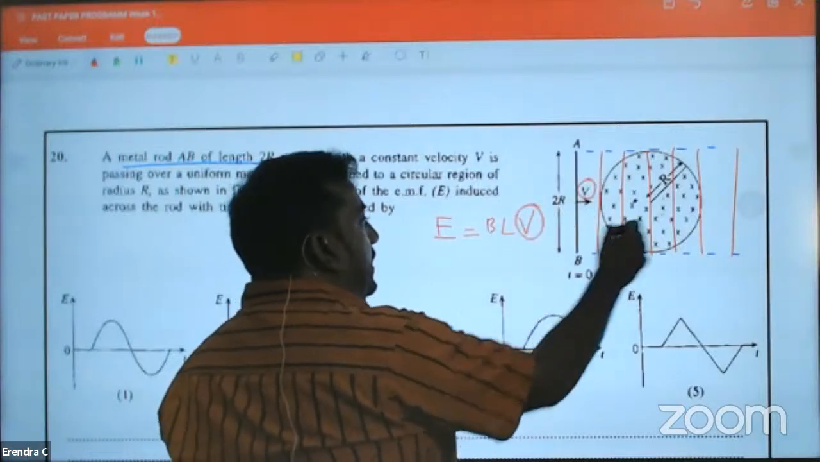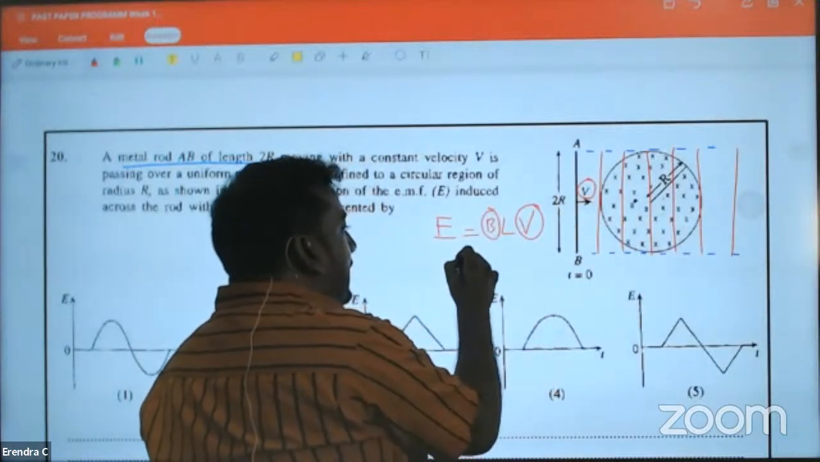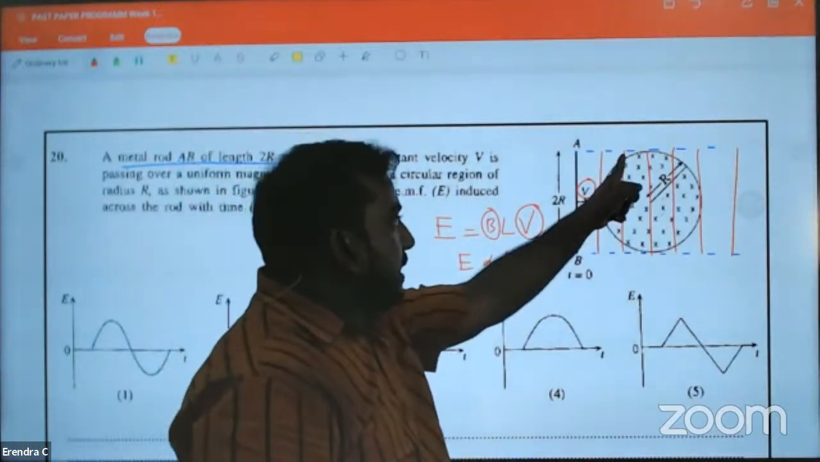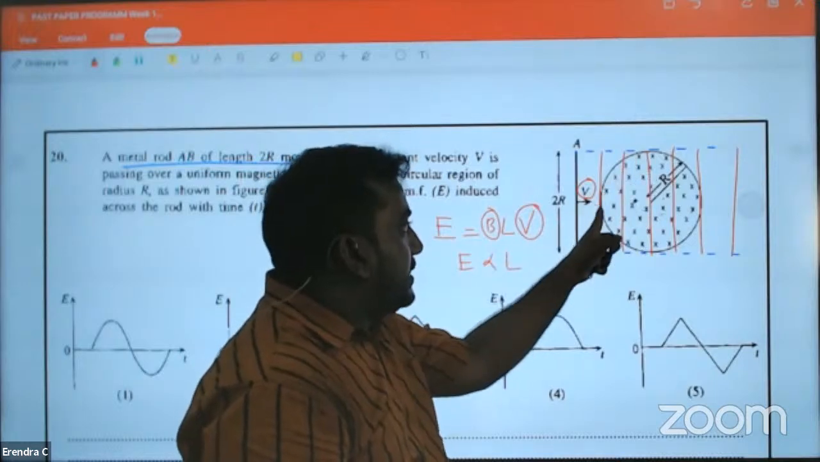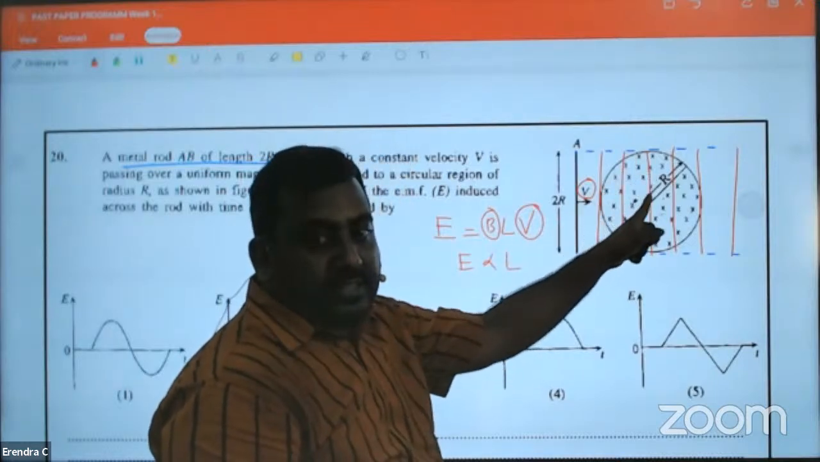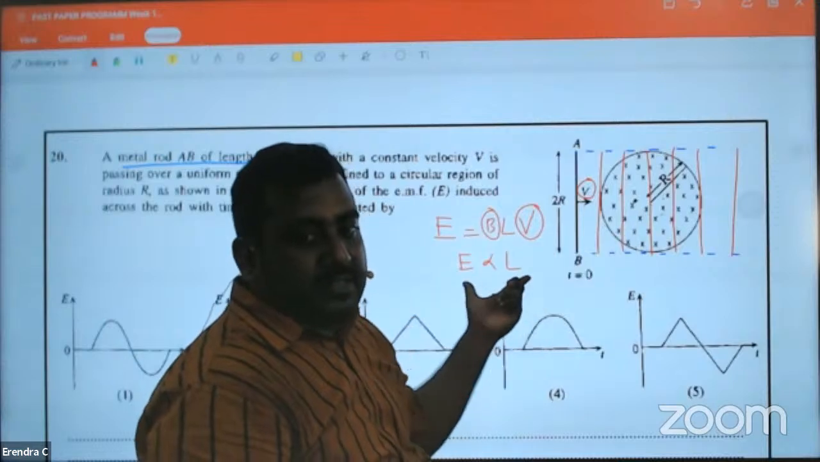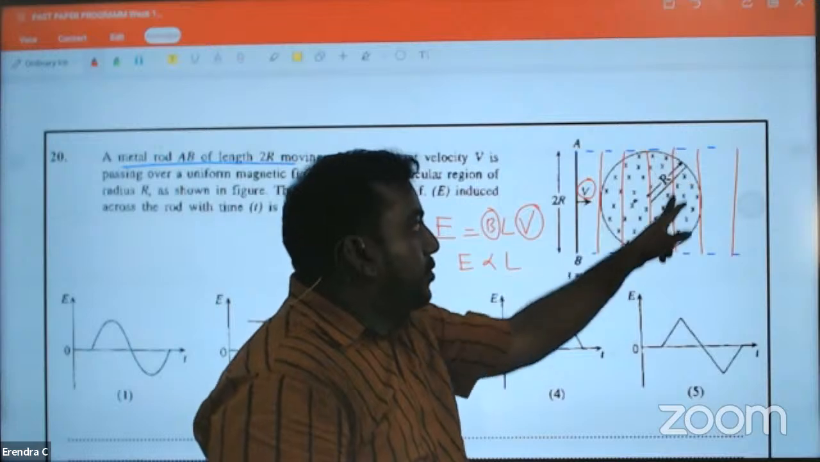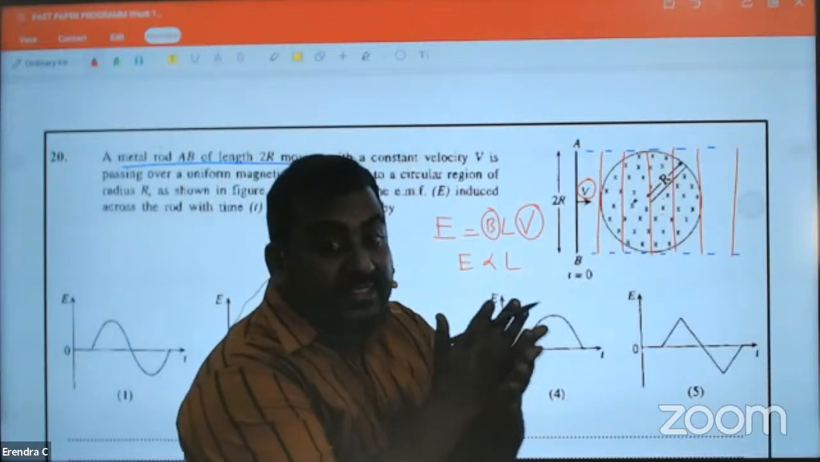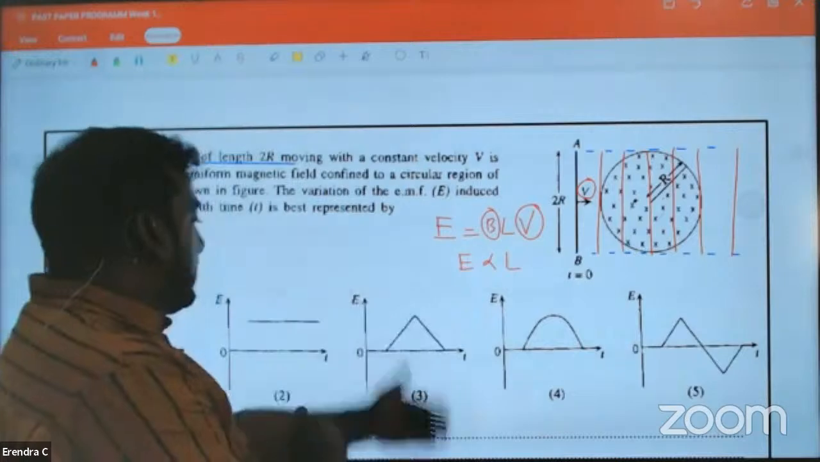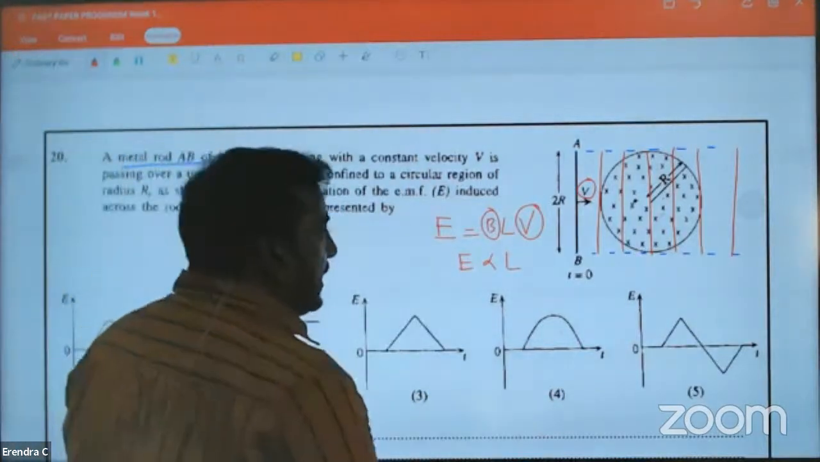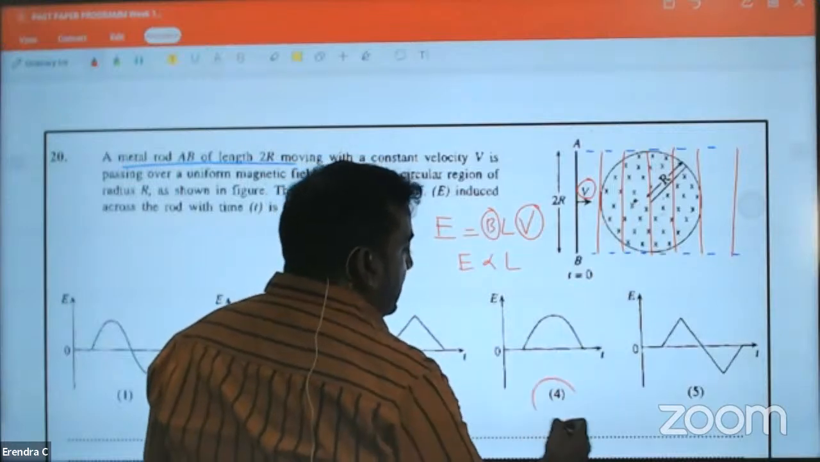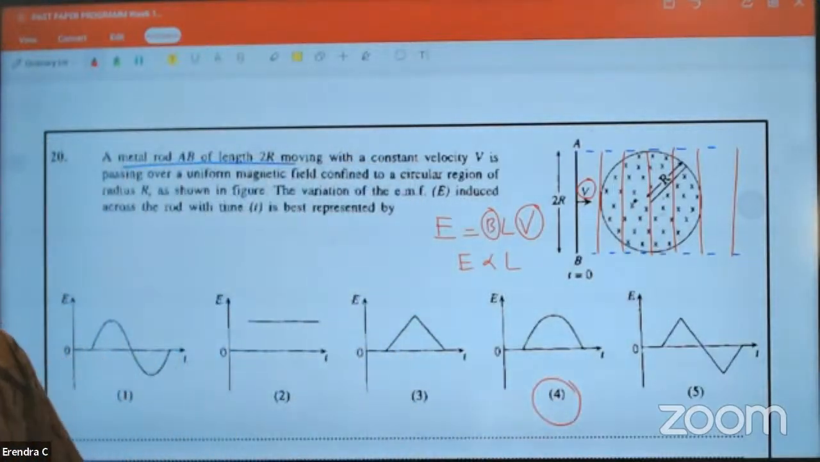I'm taking it with a constant speed. V is constant. Same magnetic field. Then E is proportional to what? L. Can you see inside the magnetic field, length is increasing, no? Length is increasing means EMF is increasing. Then length is reducing. Corner to corner here, length is reduced. Increasing, reducing. It can't be a straight line variation. These are not increasing linearly. So it's a curve. Correct answer 4.